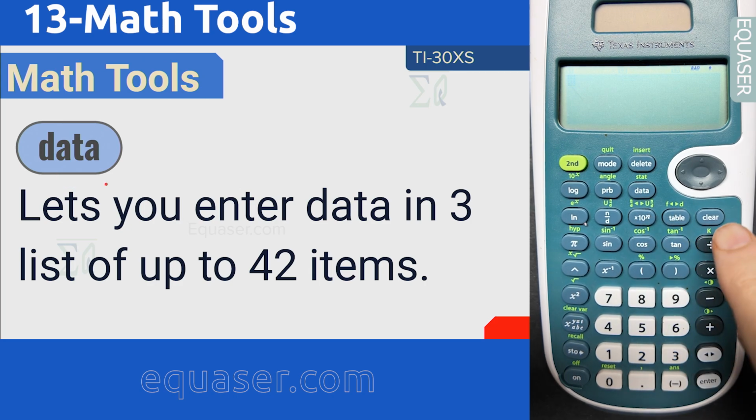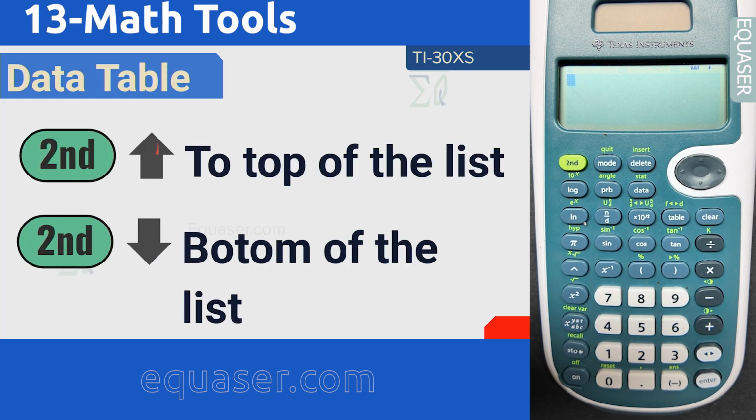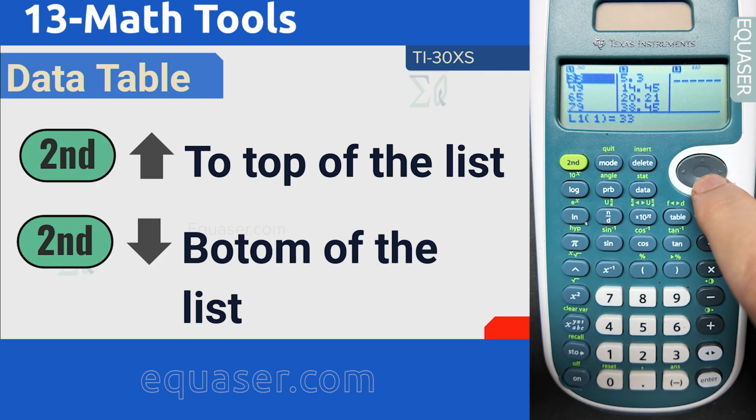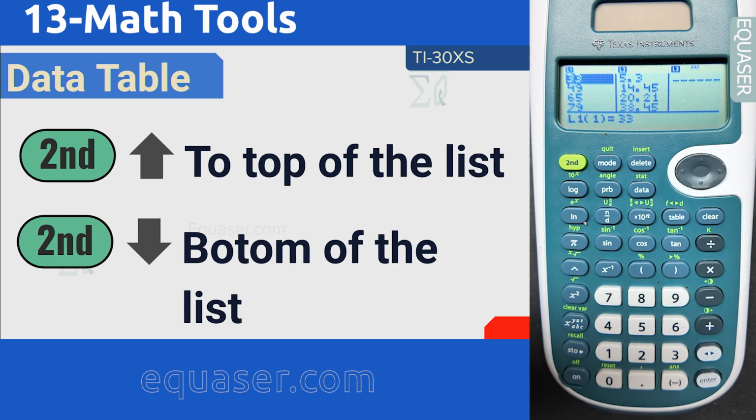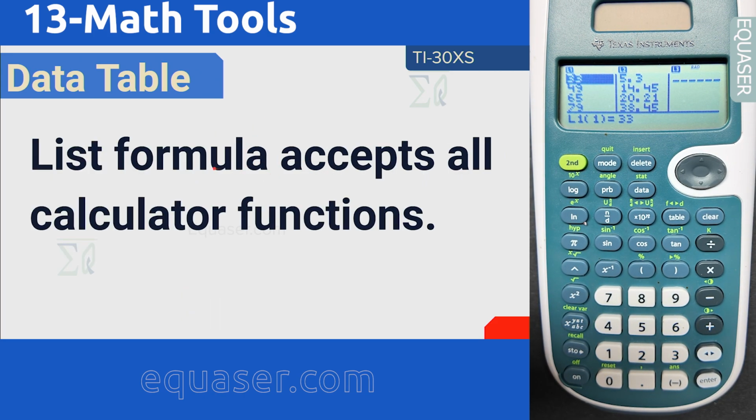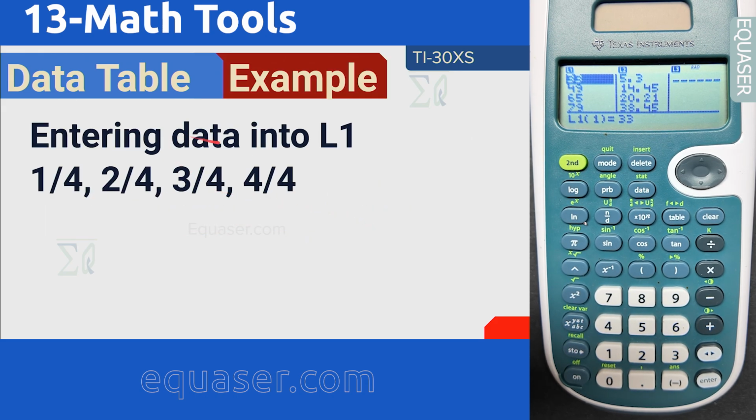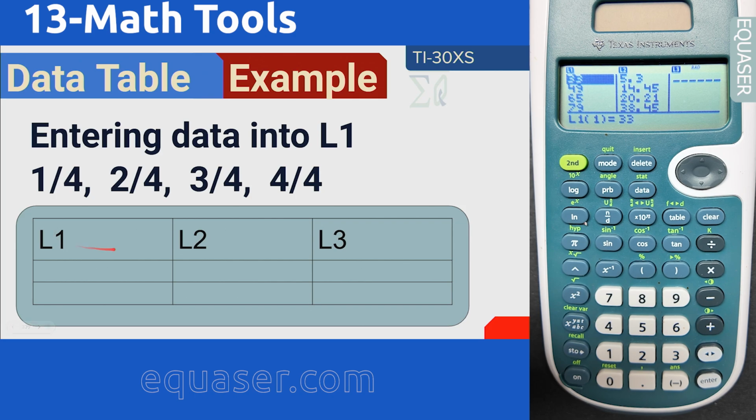If you press data, this button, the data lets you enter data in 3 lists of up to 42 items. We can go up to second function, up to the top of the row. We have already here second function down. It brings you to the bottom, and this gives you to the top of the list. List formula accepts all calculator functions, entering data into L1. This is one example. So we are doing this in L1. We are entering all these values.